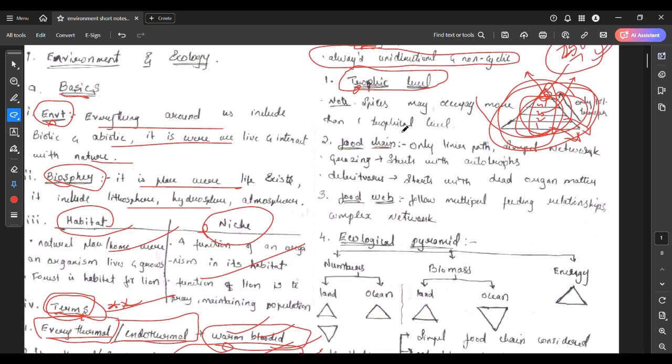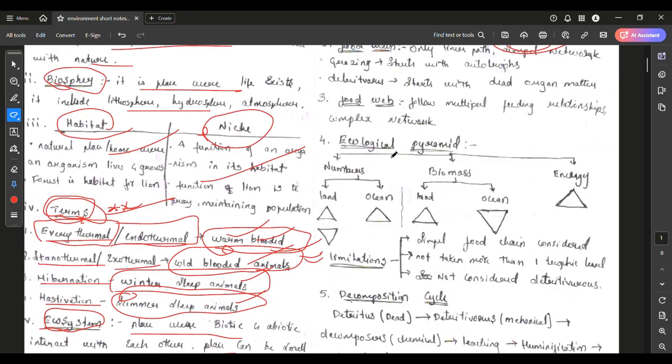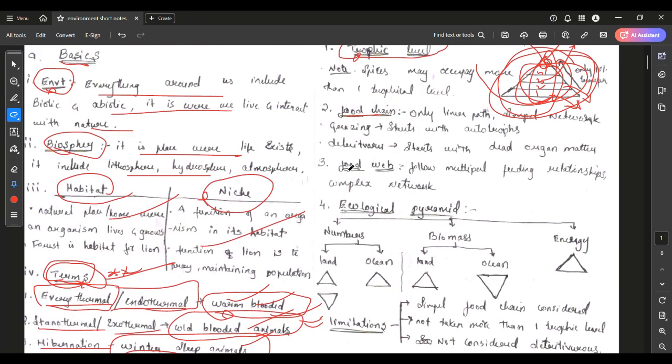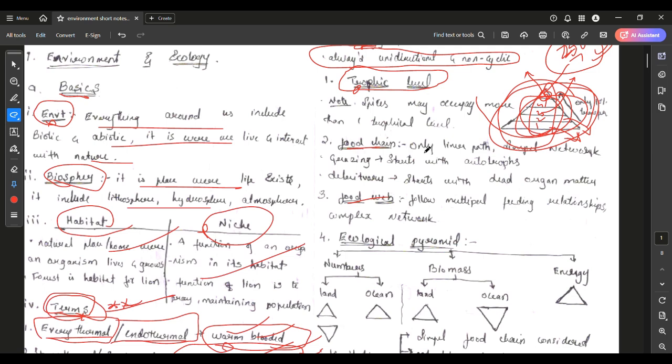I also explained here the food chain as well as the food web. You can see I have written only 2 points here: it's a linear path and a simple network. By seeing that, you can elaborate this point. You can elaborate on the food chain.